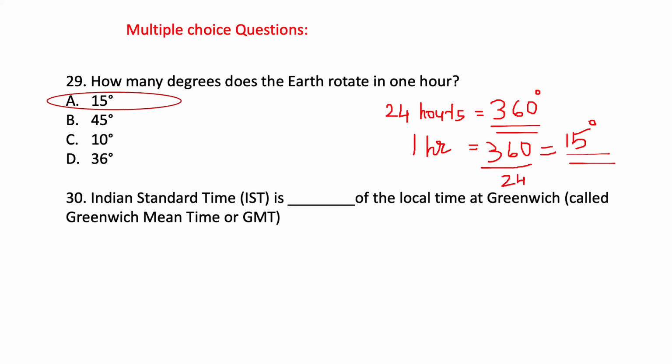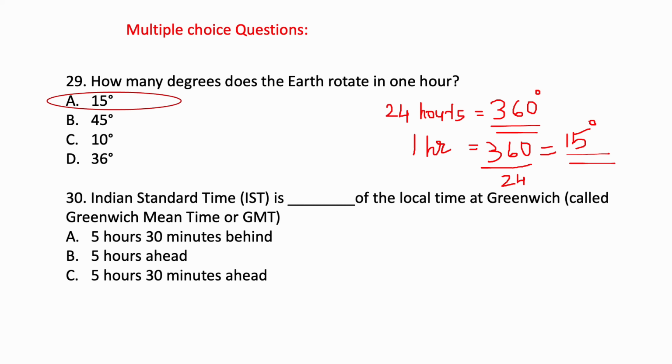Next one, Indian Standard Time IST is dash of the local time at Greenwich, called Greenwich Mean Time or GMT. Option A, 5 hours 30 minutes behind. Option B, 5 hours ahead. Option C, 5 hours 30 minutes ahead. Correct answer is option C, 5 hours 30 minutes ahead. Indian Standard Time is 5 hours 30 minutes ahead of the local time at Greenwich.